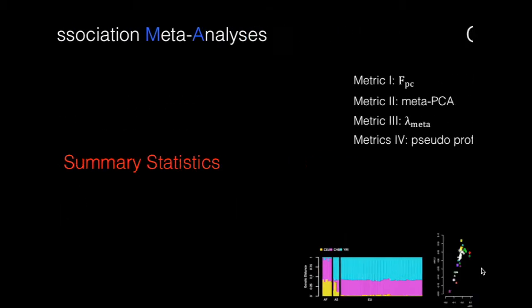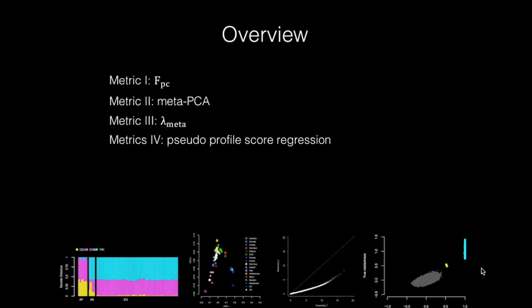We propose four metrics and visualization tools for the central hub of a GWAS. Both FPC and meta-PCA can use demographic information to validate the allele frequency information. Lambda meta can detect the proportion of overlapping samples between cohorts. Pseudo profile score regression can pinpoint overlapping samples between cohorts.